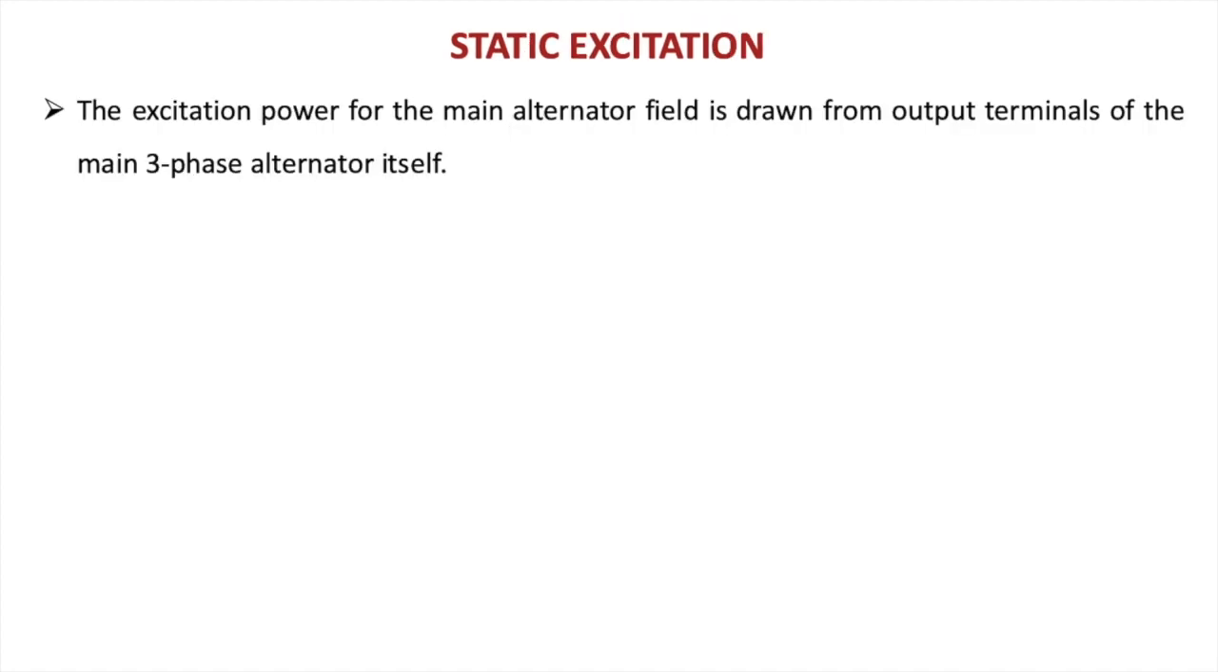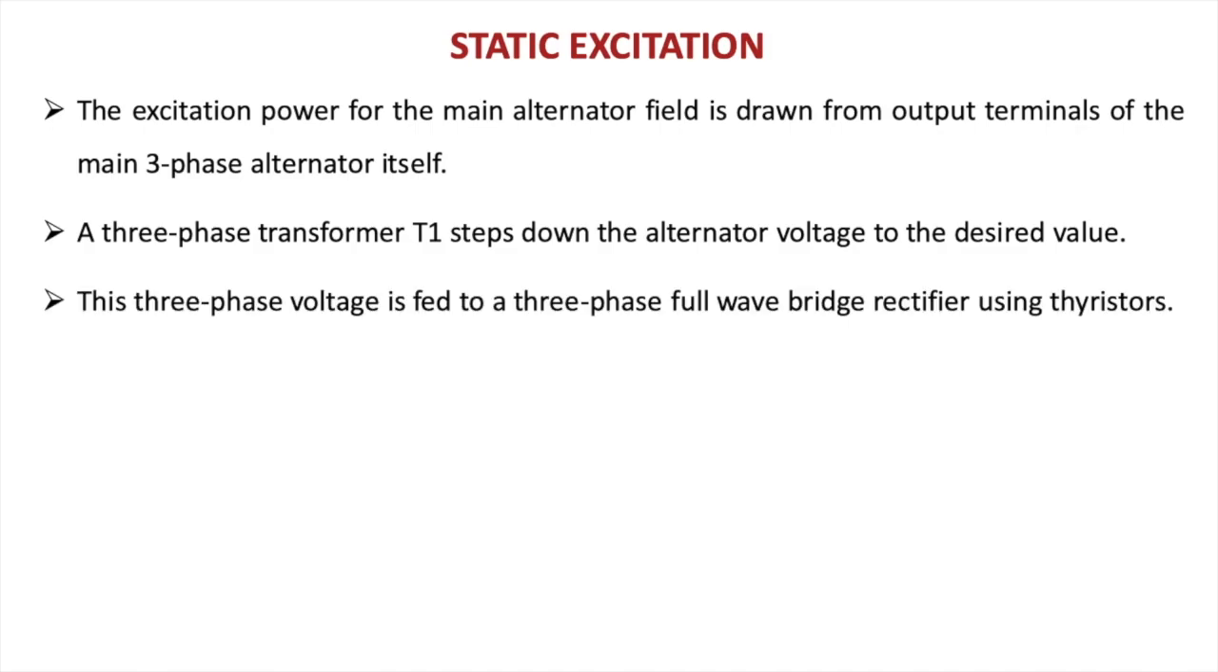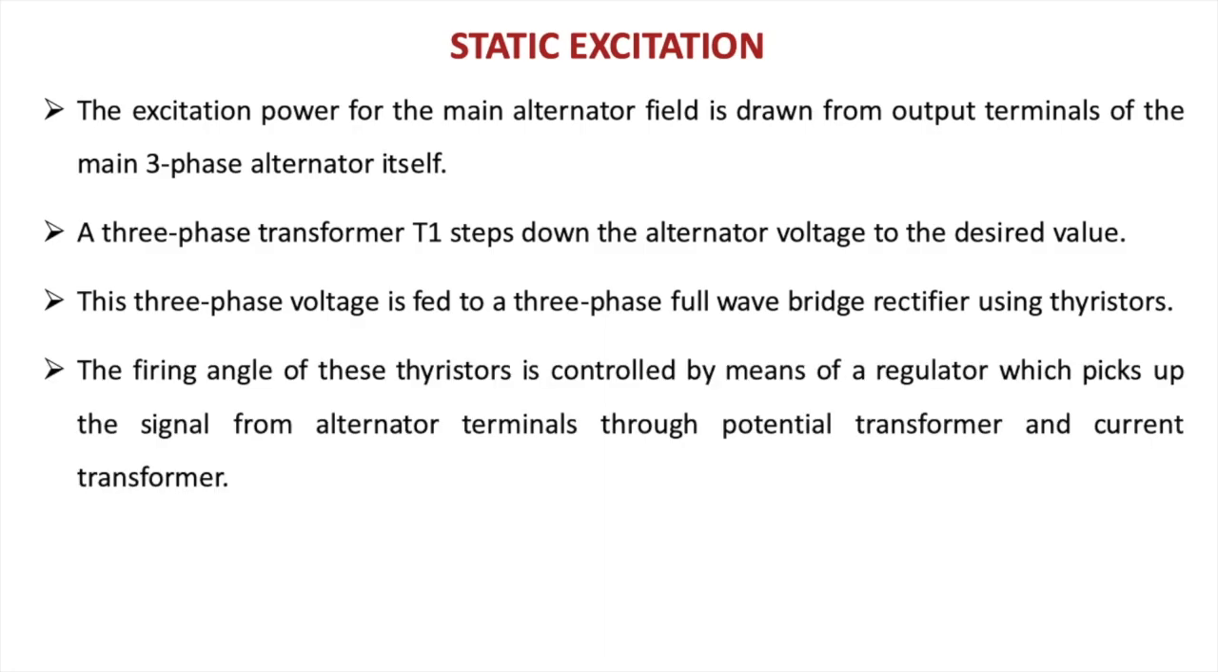So the excitation power for the main alternator field is drawn from the output terminals of the main three-phase alternator itself. A three-phase transformer T1 steps down the alternator voltage to the desired value. This three-phase voltage is fed to a three-phase full-wave bridge rectifier using thyristors. The firing angle of these thyristors is controlled by means of a regulator which picks up the signal from the alternator terminals through which potential transformer and current transformer is also connected.